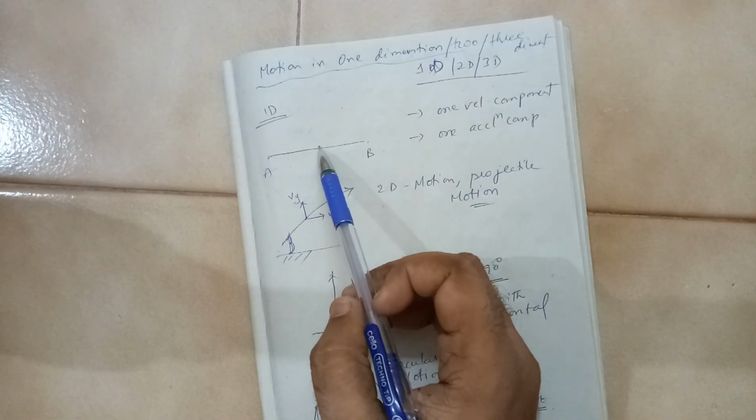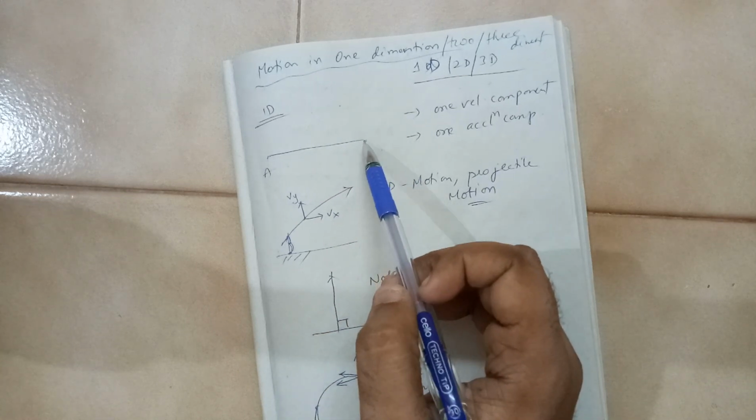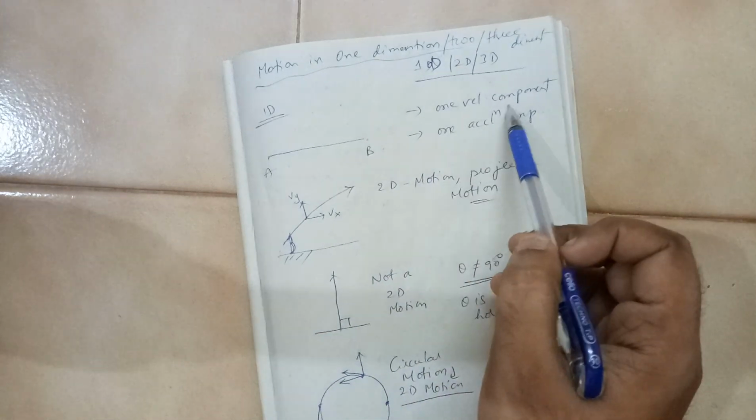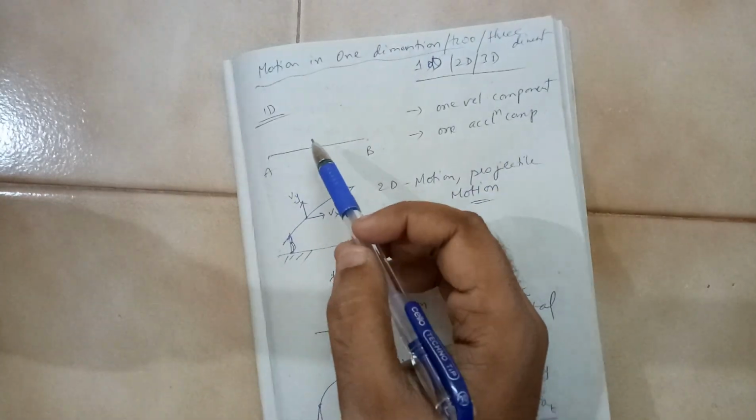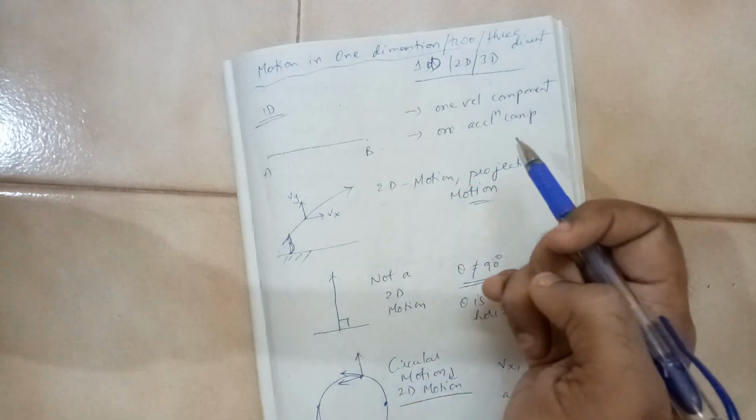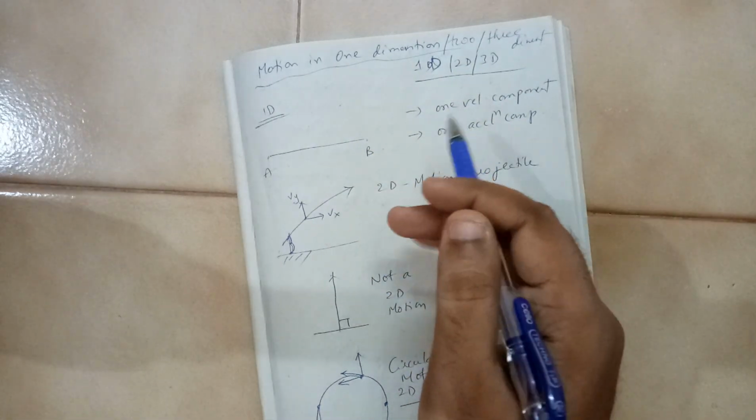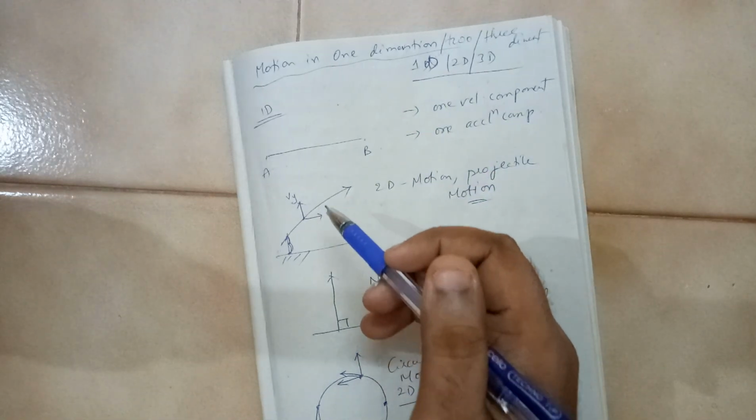So you will have a displacement, you will have a velocity, you will have an acceleration, but all will have only one component. Velocity will have one component, acceleration will have one component, displacement also will have one component. An example will be a car moving in a straight line. It is a 1D motion. It is the simplest form of motion.